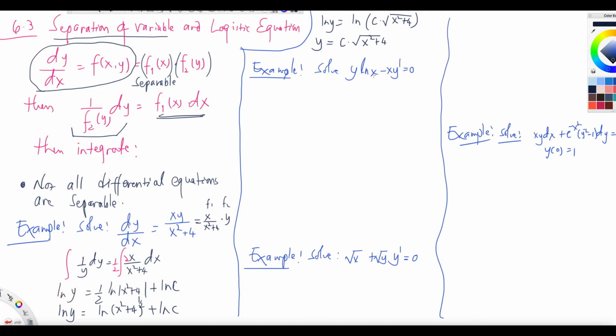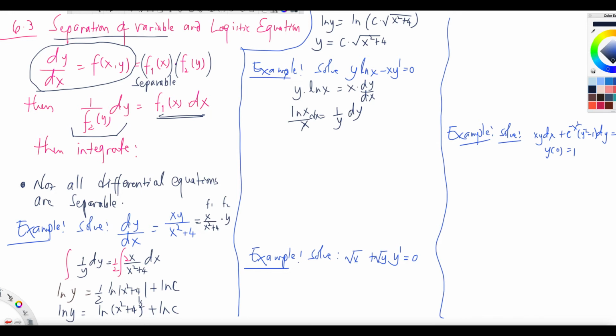Here you have y ln x minus x times y prime equals to 0, right? So what I want to do here is write y ln x equals to x times dy over dx. You see that? So you can write like this. So I want to separate. Okay, how do I separate that? I want to divide by x and divide by y. So what do I get? I'll get ln x over x dx, okay, equals to 1 over y dy.